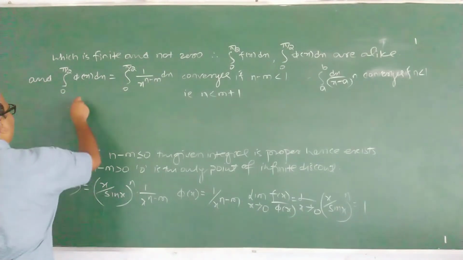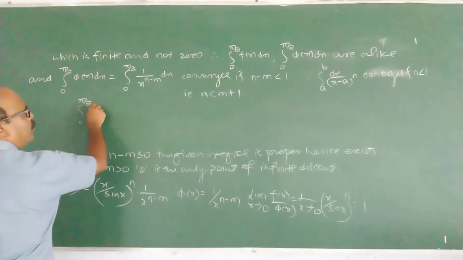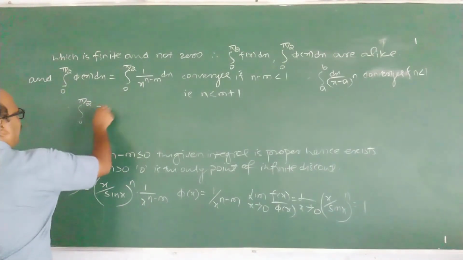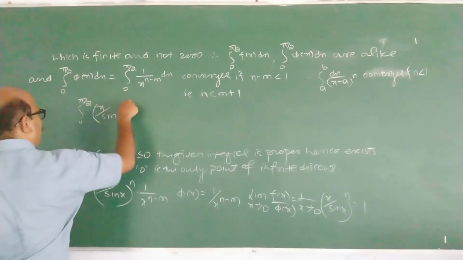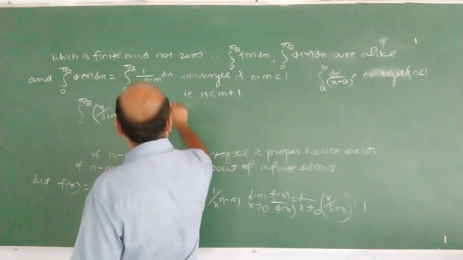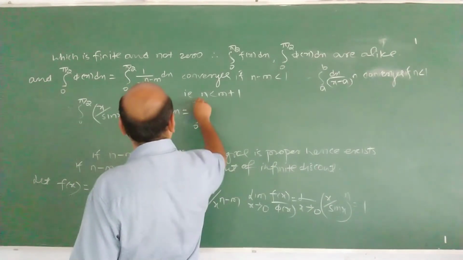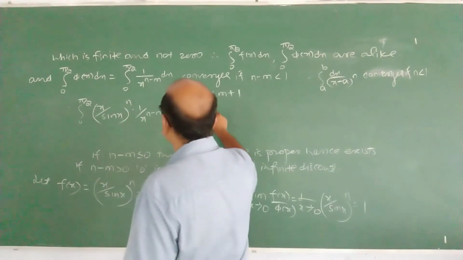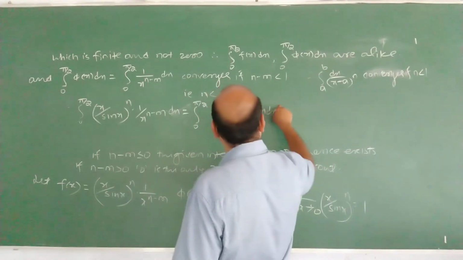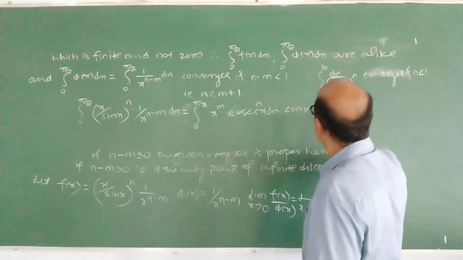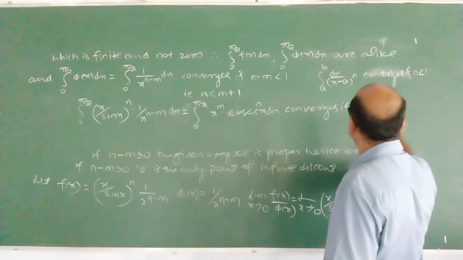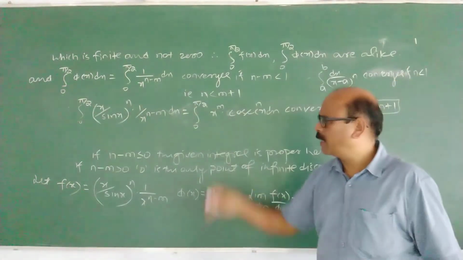Therefore, the given integral 0 to pi by 2, what is f of x we have taken? X by sin x raised to n into 1 upon x raised to n minus m, or we write this as the given integral 0 to pi by 2 of x raised to m cosec x raised to n converges if n is less than m plus 1. If n is less than m plus 1, the given integral converges.